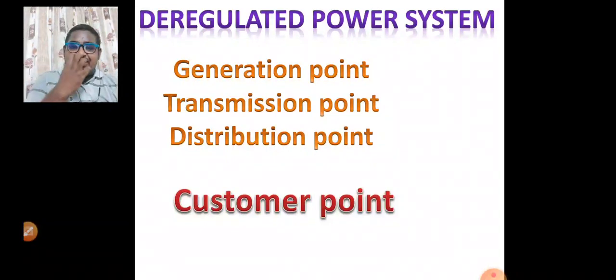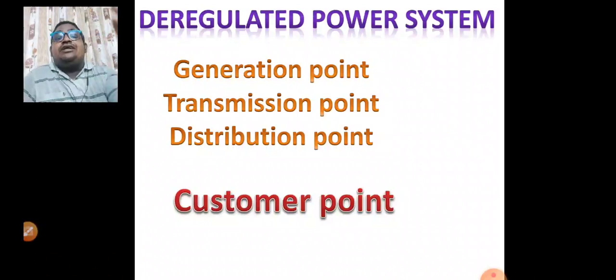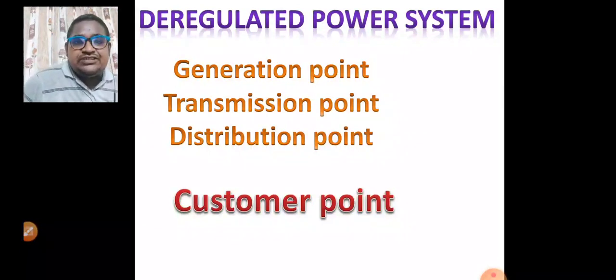Subjected to generation, what can I do? I can generate as per the rules and regulations, or I cannot generate the power as per the rules and regulations. In some cases, I do not generate the power. In other cases, I can generate more power than its requirement. So this is called the deregulated power system at the generation point.